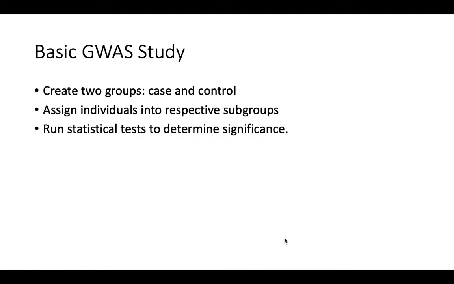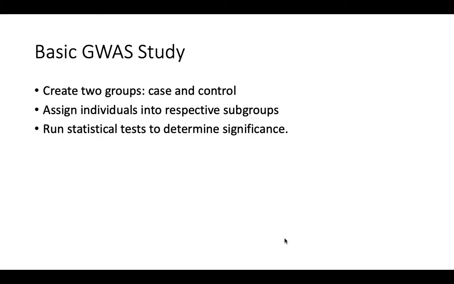The basic outline of a GWAS is as follows. We want to determine the number and frequency of gene variants that we believe to be relevant to our disease of interest. In doing so, we first need to create a case and a control subgroup. A case subgroup is a set of individuals who exhibit the disease and possess the gene variant of interest, whereas the control group doesn't exhibit the disease but possesses the gene of interest.